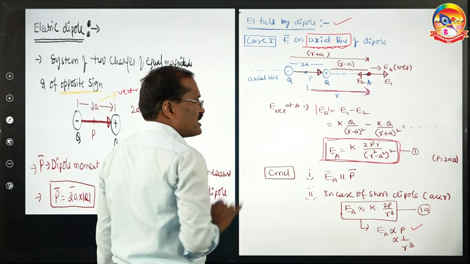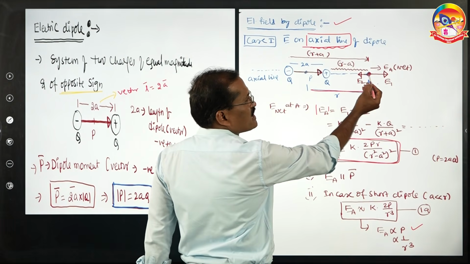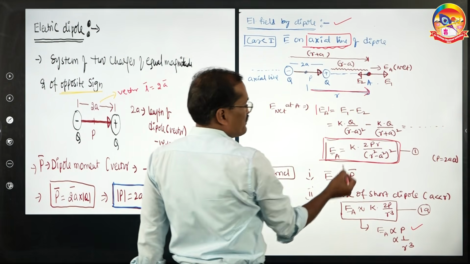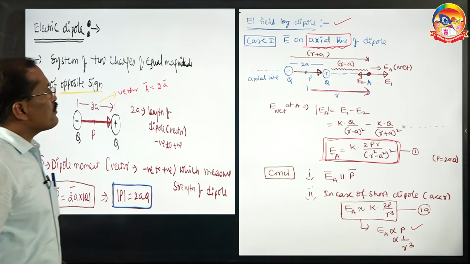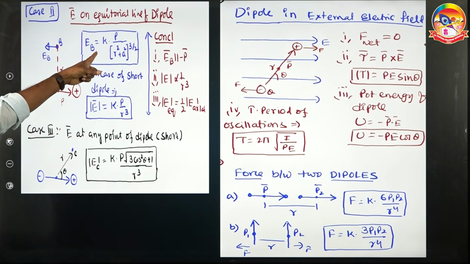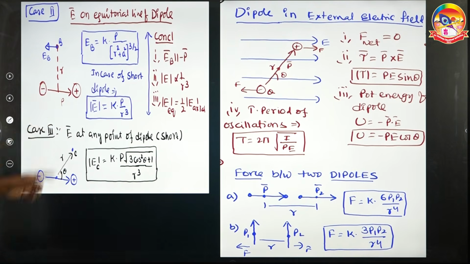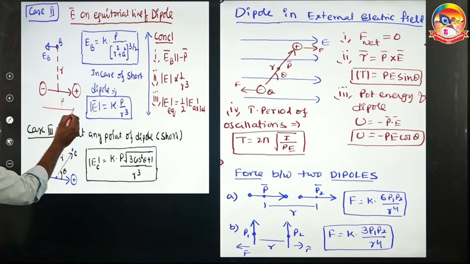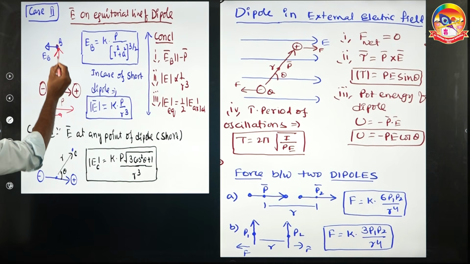The same thing applies on the other side: the electric field intensity due to the dipole at this place on the axial line is parallel to that of this one, both in the same direction. Next we will see the equatorial line. On the equatorial line of the dipole, the intensity at a point is equal to K into P by (R square plus A square) to the power 3 by 2. This distance is equal to 2A, and this is equal to R.